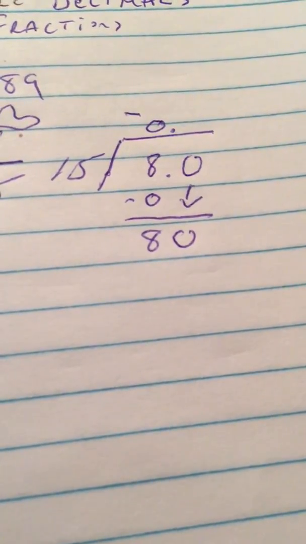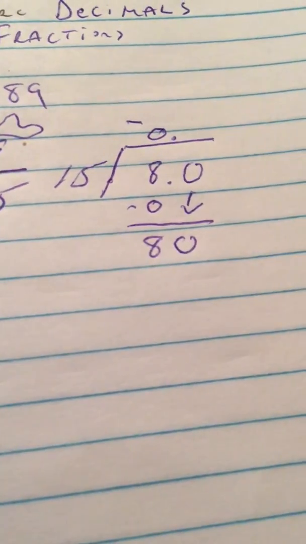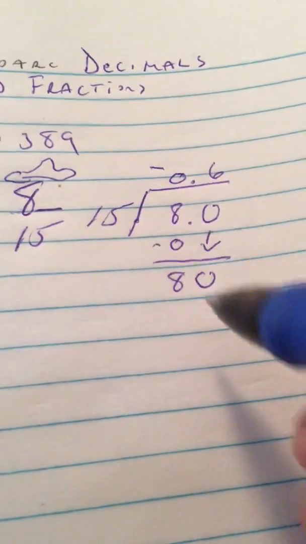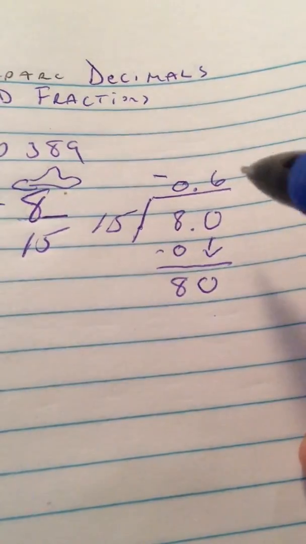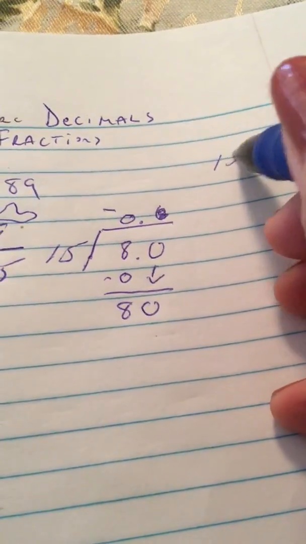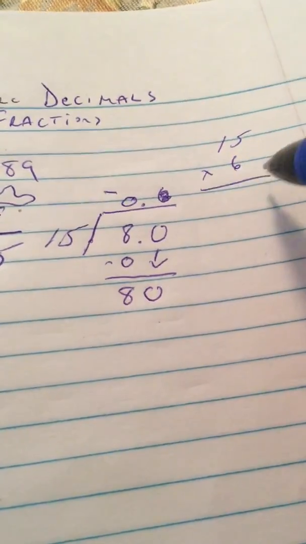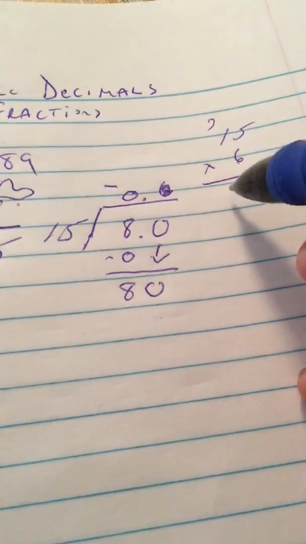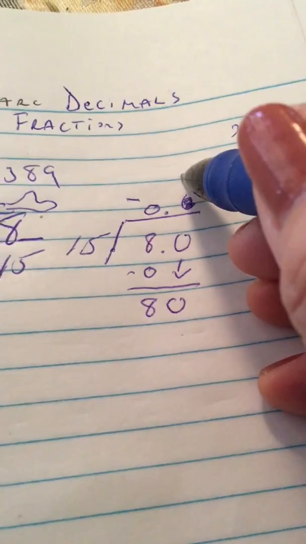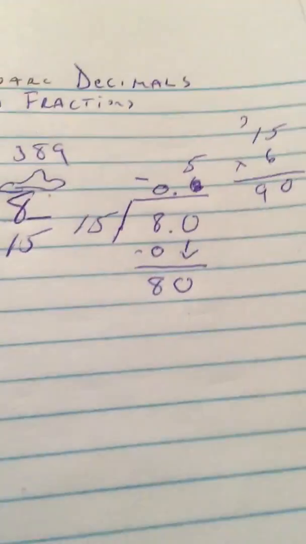How many times will 15 go into 80? 15 times 2 is 30. 15 times 5 is 75. 15 times 6. 6 times 5 is 30. Ooh, that's going to be too much. Let me show you why. I scratched off the 6. I said 30. There's my 90, but I need an 80. So I'm going to go ahead and make this a 5.